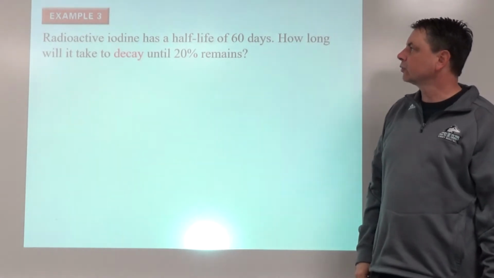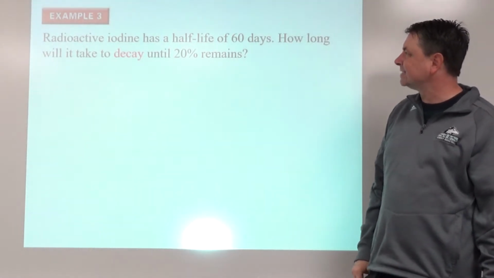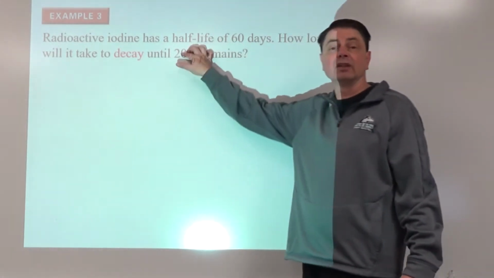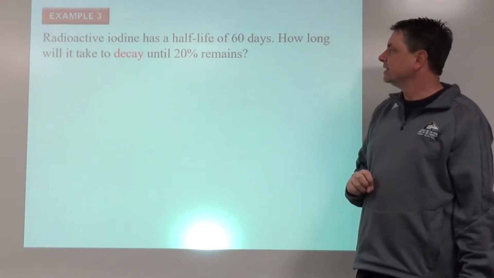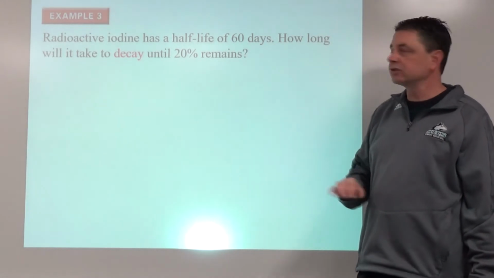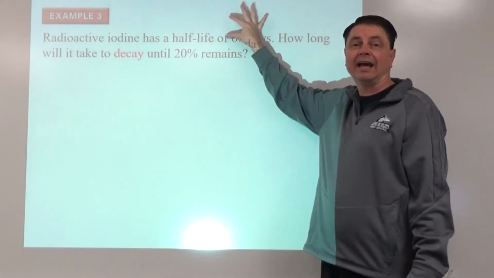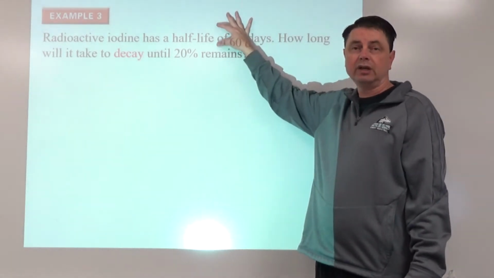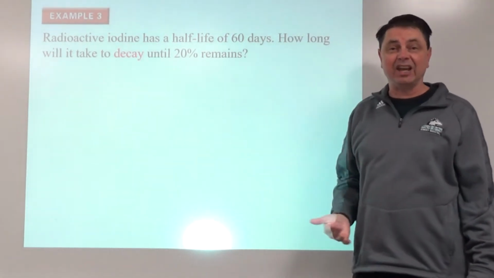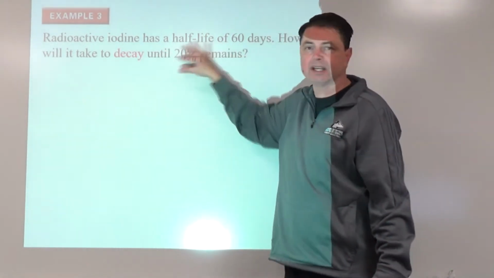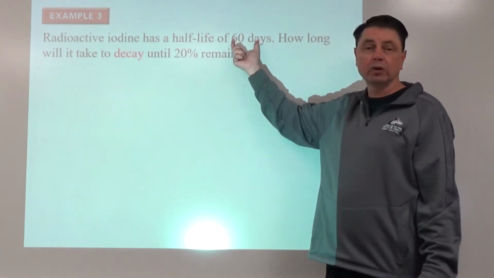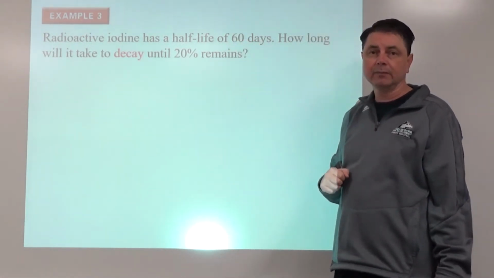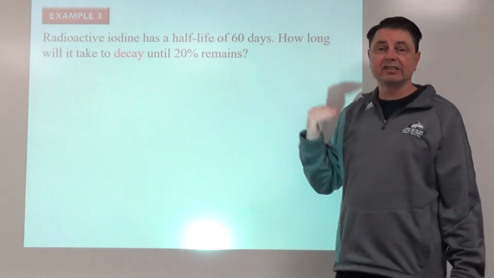So example number 3: radioactive iodine has a half-life of 60 days. So we're looking at a half-life problem. How long will it take to decay until 20% remains? We want to focus on the half-life part first. Essentially, we want to get the decay rate from that. The 20% does not pertain at the beginning of the problem. Okay? We're talking about half-life. This is a decay problem.